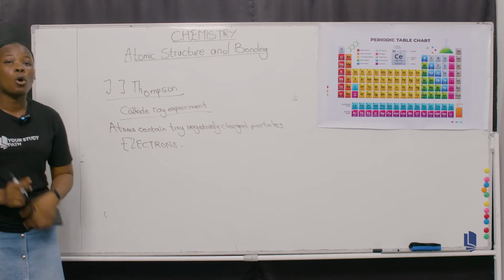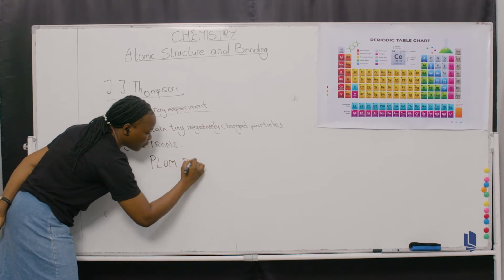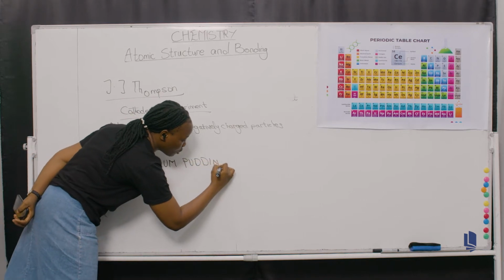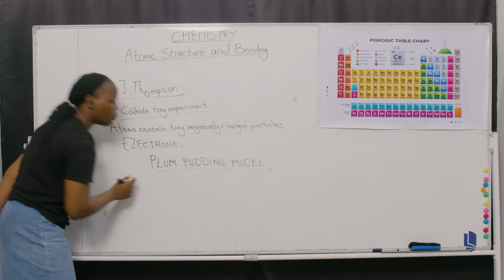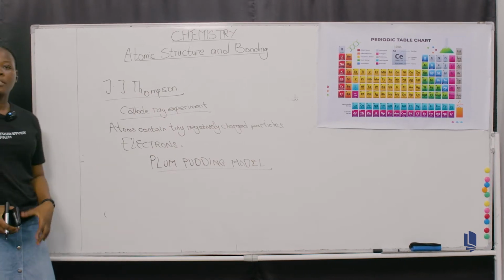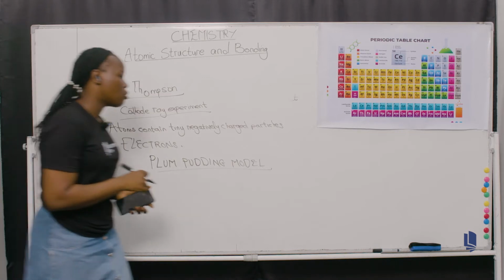That model is called the plum pudding model. Now let's consider another scientist. Let's consider Rutherford.